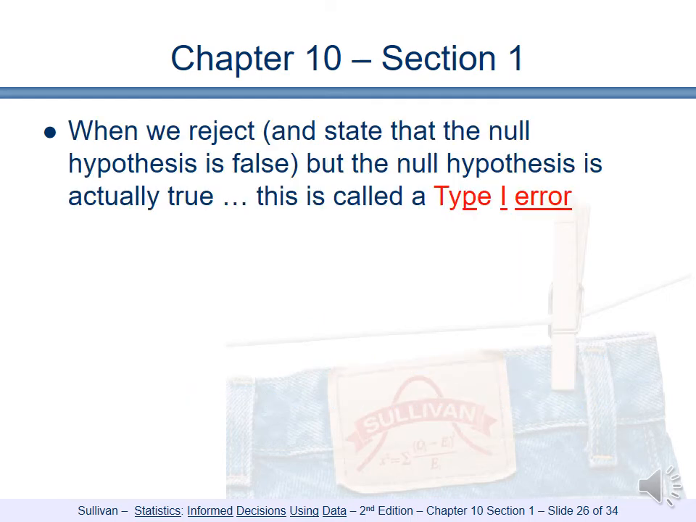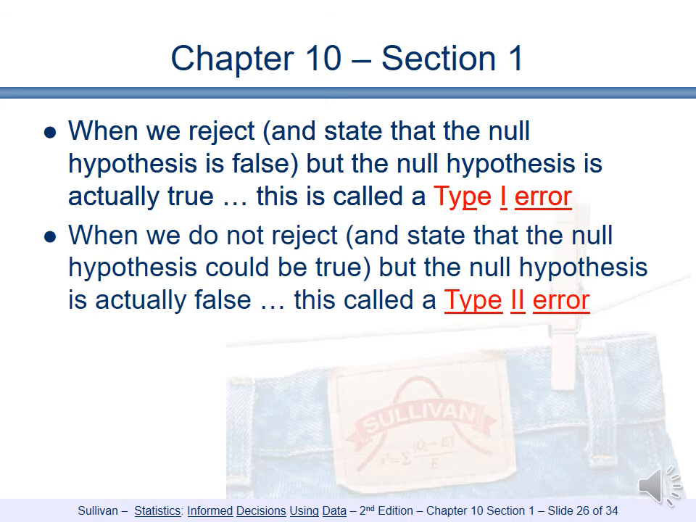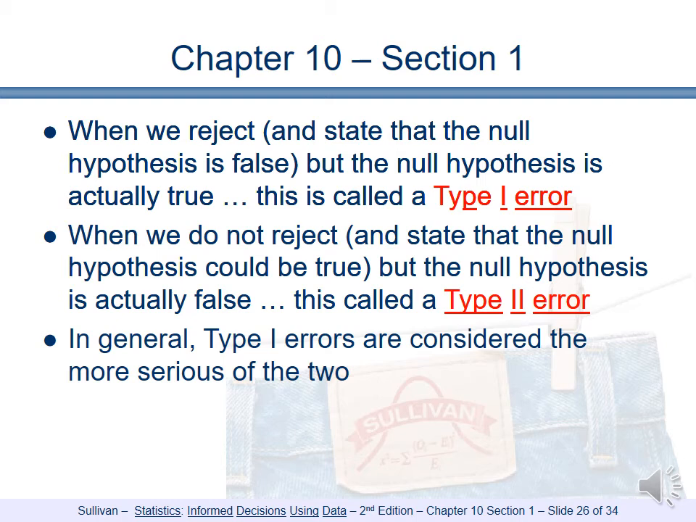When we reject and state the null hypothesis is false, but the null hypothesis is actually true, it's called a type 1 error. When we do not reject and state the null hypothesis could be true, but the null hypothesis is actually false, we have a type 2 error. In general, type 1 errors are considered the more serious of the two.